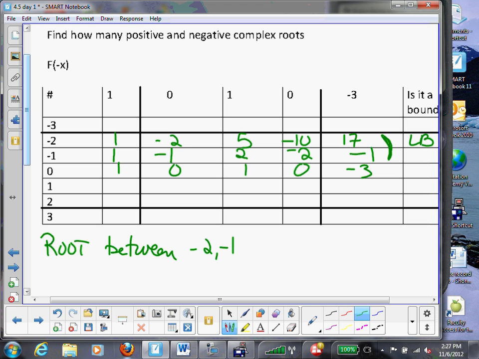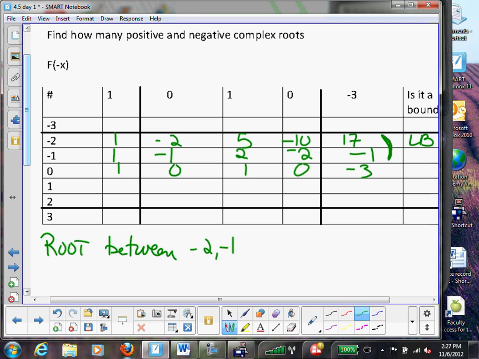Y'all with me? Okay. We don't have to go any further, do we? If it's the lower bound, we won't find another root anywhere prior to -2. So let's try 1. Now we're looking for our upper bound.